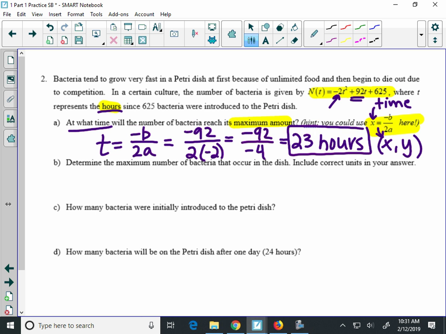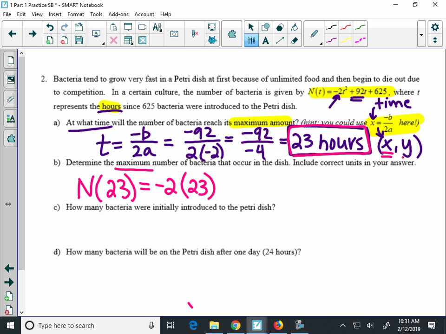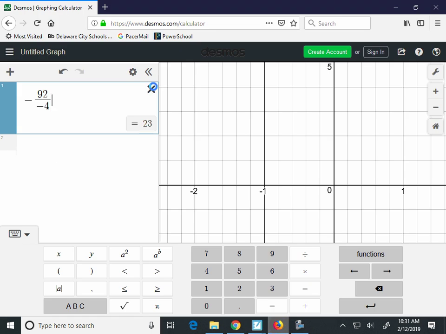Now it says figure out at 23 hours how many bacteria is the maximum number. Well, if I know that the x value of my vertex is 23, to find the y value, I have to plug 23 back into the equation. So I'm going to find the number of bacteria after 23 hours by using the equation. So what this looks like is you'll take negative 2 times 23 squared plus 92 times 23 plus 625. And you're going to carefully type that expression into Desmos.